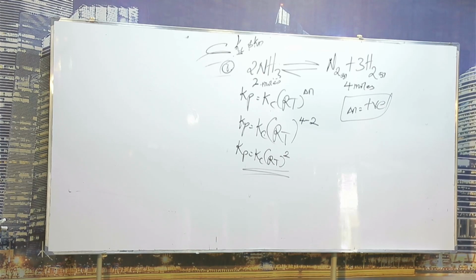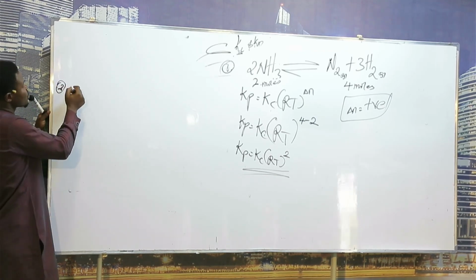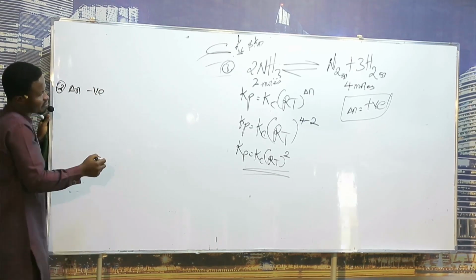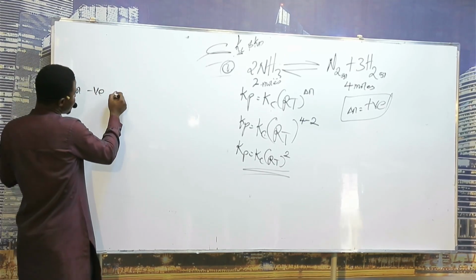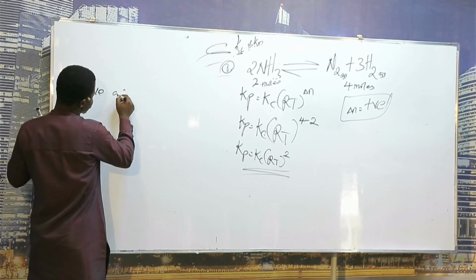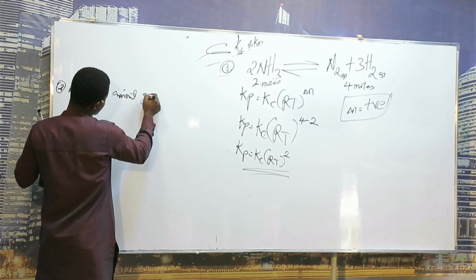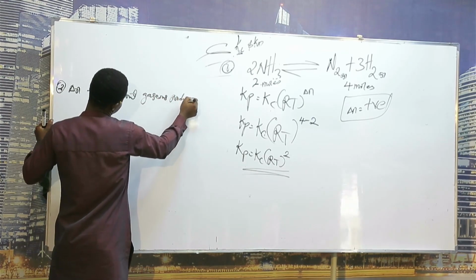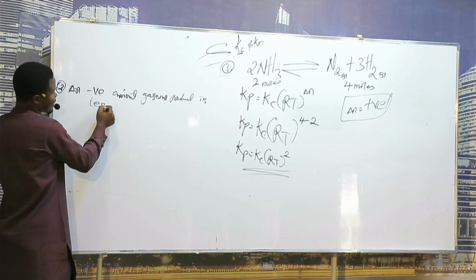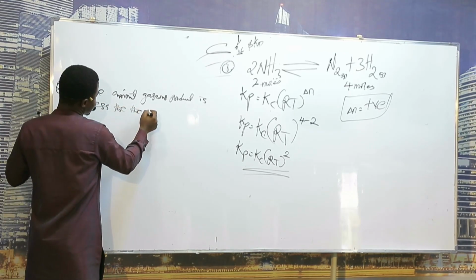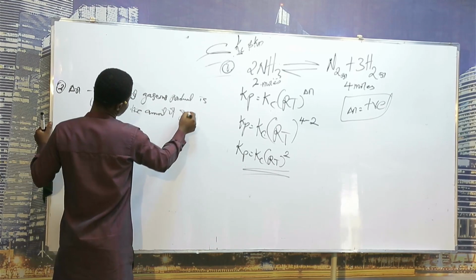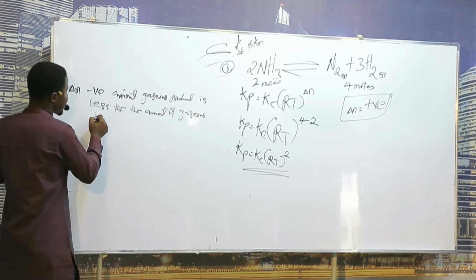What is the first point you wrote? Read the first thing you wrote. Change in n is positive when what happens? Okay, right again. Number 2: change in n is negative when the amount of gaseous product is less than the amount of gaseous reactant.